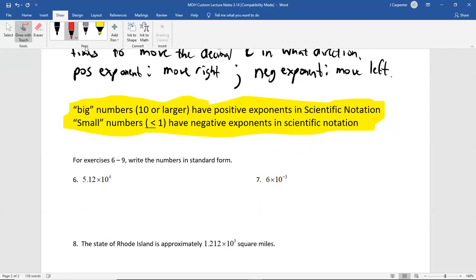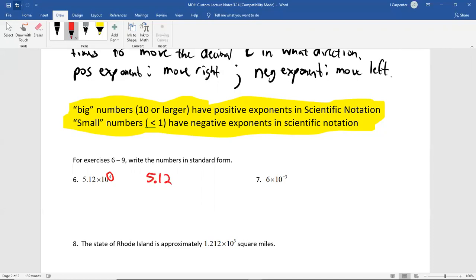So this 5.12 times 10 to the 4th, we need to make this look like 512 with some zeros after it. Or it might be like 0.000512, something like that. We don't know. Then the number of zeros will depend on the exponent. So what you need to do is write the number in front of the times part, just the 512, with its decimal, of course. And then the exponent is going to tell us how many times to move that decimal.